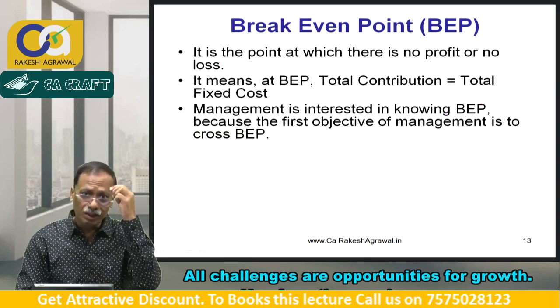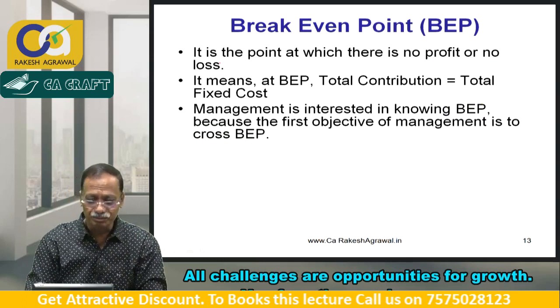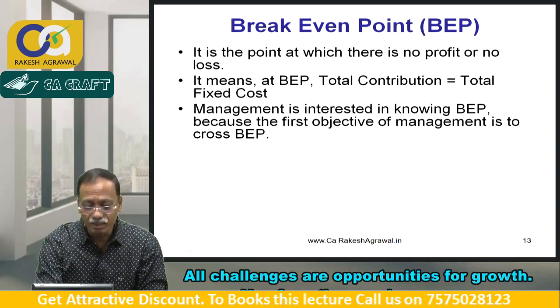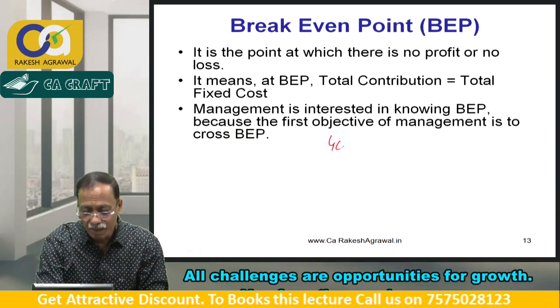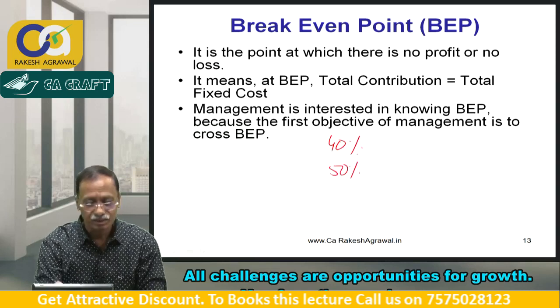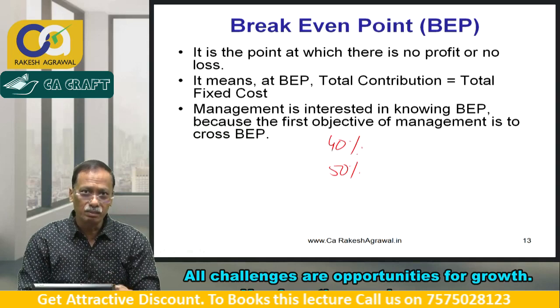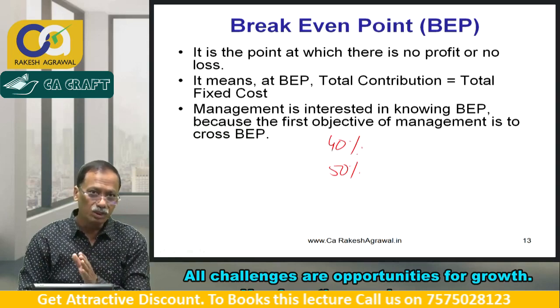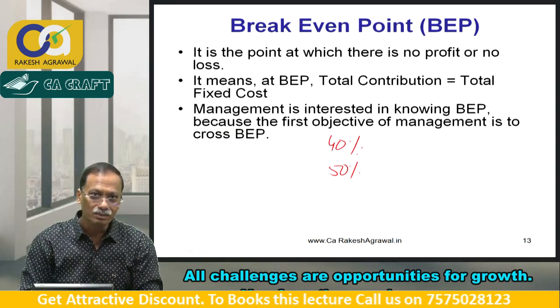Just to tell you, in your institute's examination, your passing marks required are minimum 40% per subject and aggregate 50%. Now what is this? This is nothing but break-even point. If your score is below break-even point, what will happen? There is a loss of 6 months.